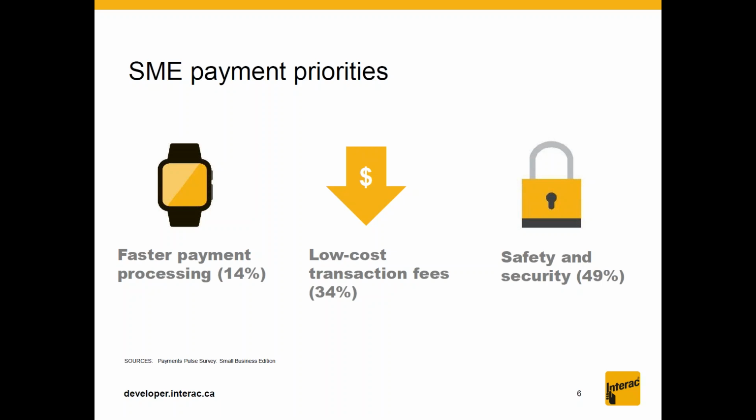When it comes to options, SMEs have indicated the following payment priorities. 14% want faster payment processing, receiving payments in real time and improving cash flow. 34% want low-cost transaction fees, a reduction in the cost per transaction applied to the acceptance and or processing of payment options outside cash and checks. And 49% cited safety and security, ensuring all payments are completed within a private and secure environment.